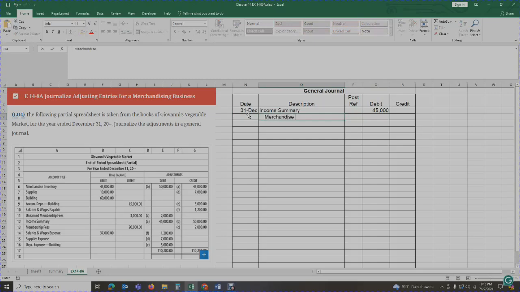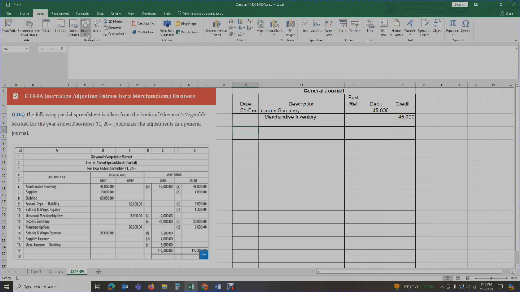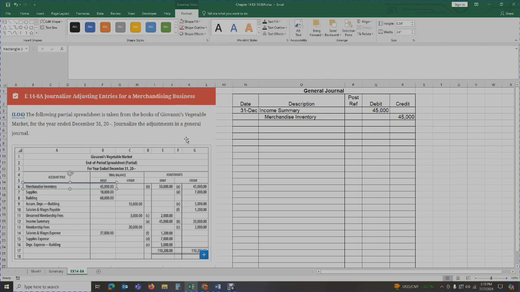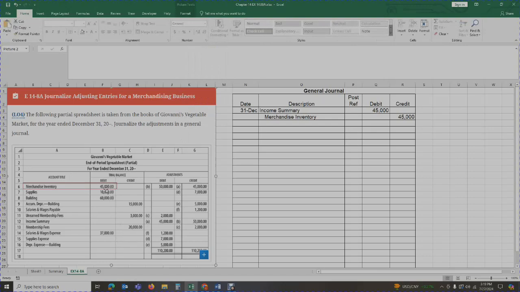I had a debit of 45,000. Now I'm going to credit it 45,000. So that leaves my inventory at 0. So step number 1 is to debit income summary and then credit merchandise inventory for the amount of the original inventory that we have. So we are focusing on right here, 45,000. So we're going to zero out that 45,000 in step number 1. So that's what we did.